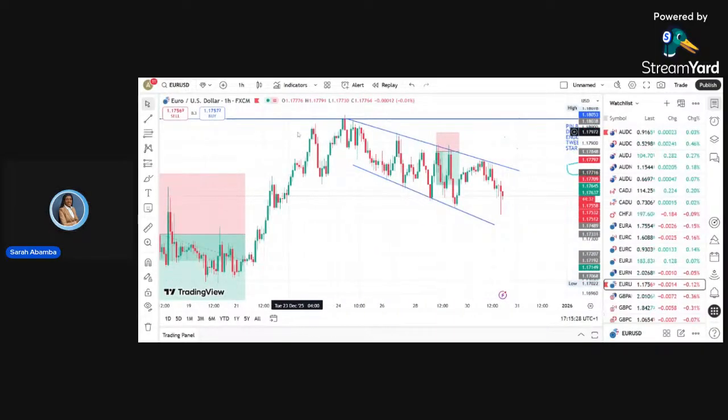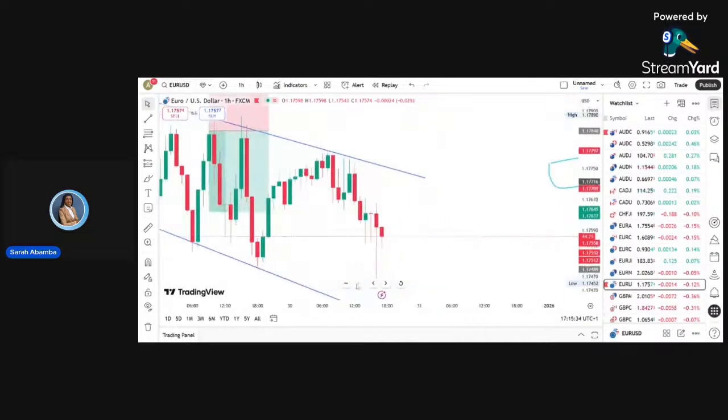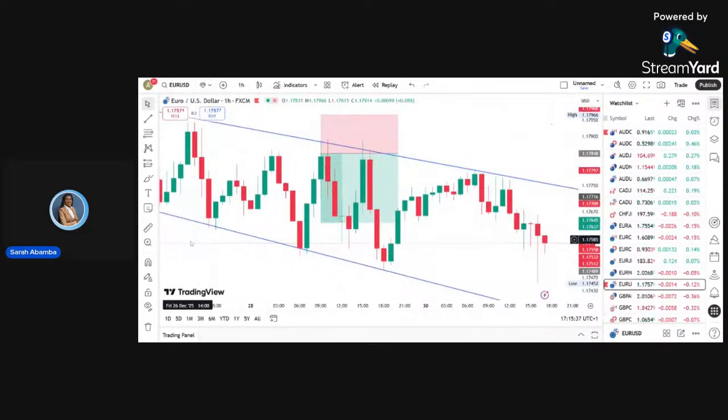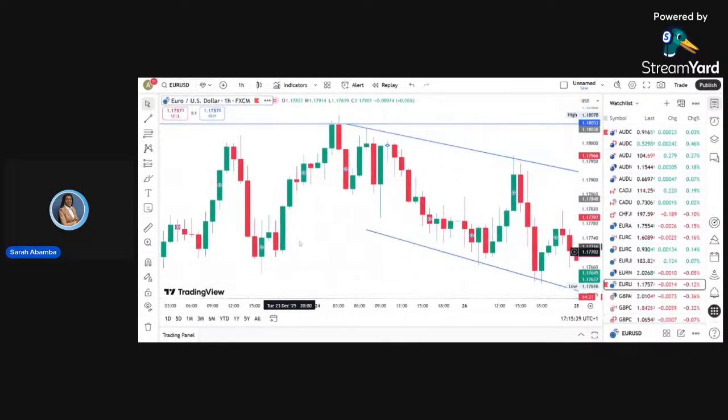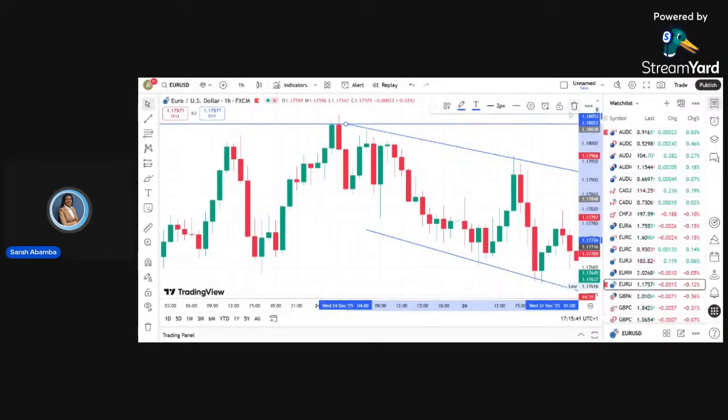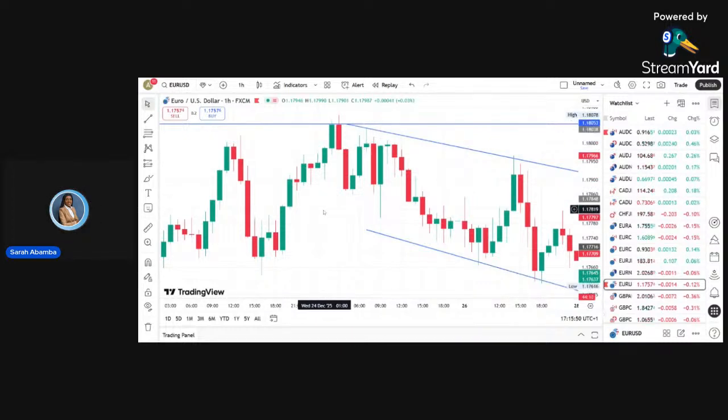I'm seeing one here, though it's kind of small, but I'm going to expand my chart so that you see it clearly. So there is a bearish pin bar that was formed at this resistance. If you can see my chart properly, I said a bullish pin bar must be formed at a support for it to be valid. A bearish pin bar must be formed at a resistance for it to be valid.